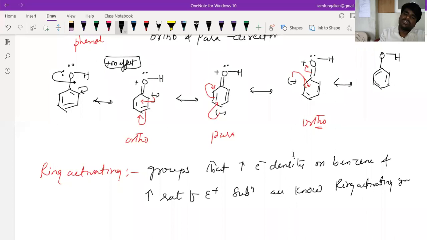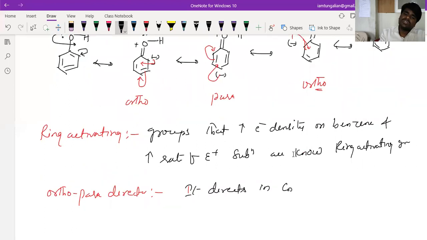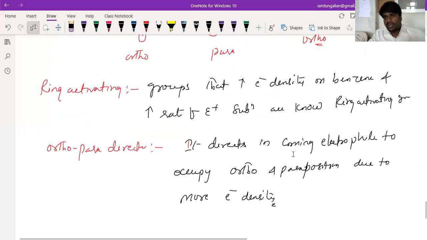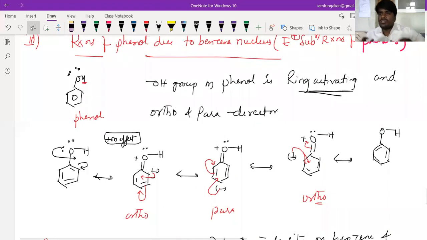So what does ortho para director mean? It is an ortho para director. Why is it an ortho para director? Since electron density is more at these positions, it directs the incoming group to occupy these two positions. Hydroxyl is ring activating. What is meant by ring activating? In the presence of a hydroxyl group, the electron density on the benzene ring increases.